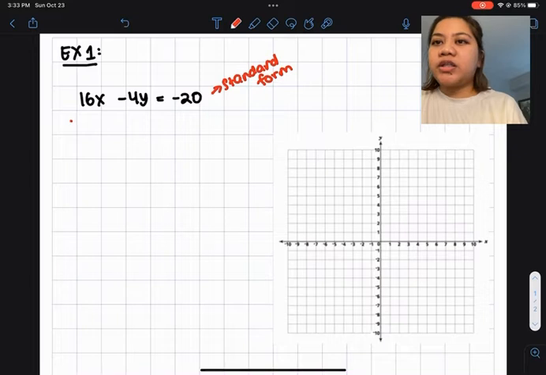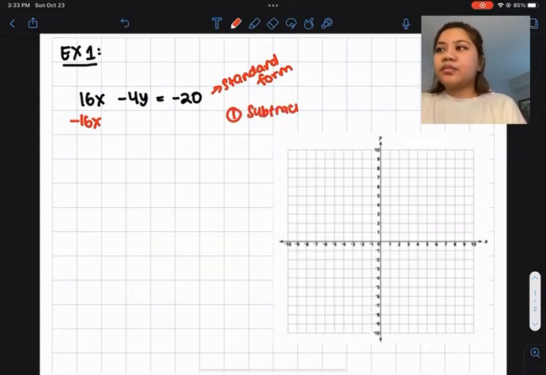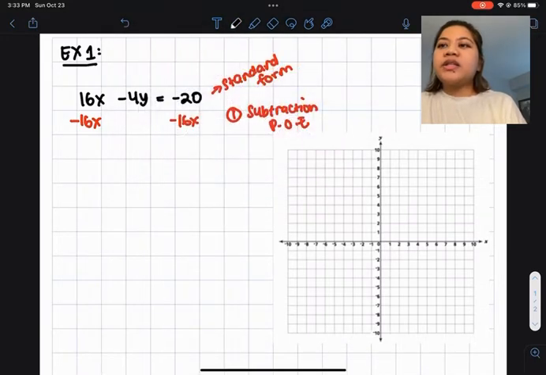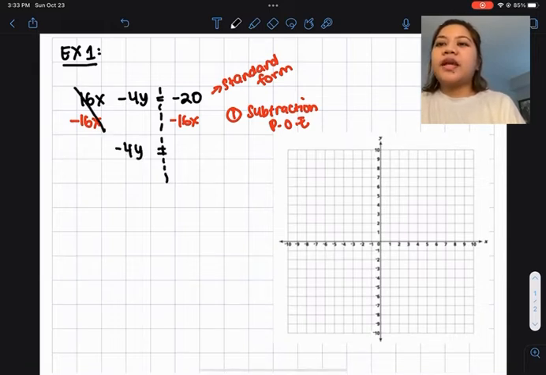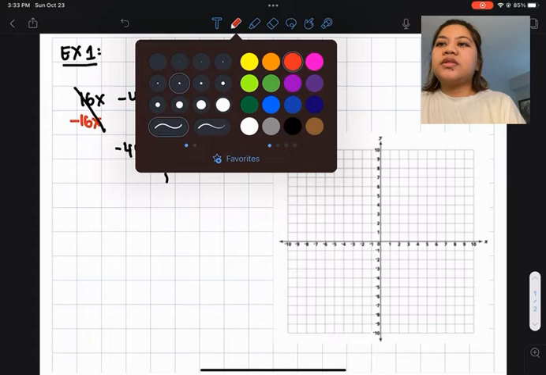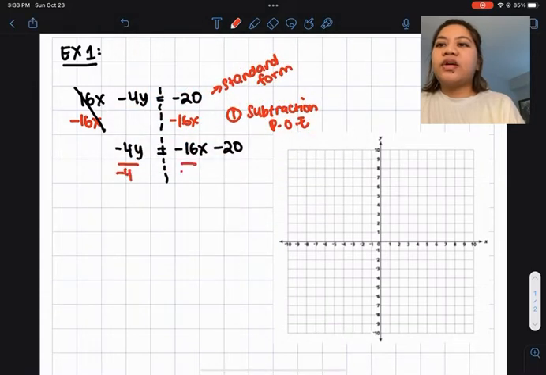Right now the y is not by itself. So I'm going to subtract 16x using the subtraction property of equality. And when I subtract 16x, I have to do it on both sides to balance out the equation, right? And we're left with negative 4y equals negative 16x minus 20. So now I'm going to divide by negative 4 on each term. So I'm left with y equals positive 4x plus 5, because negative divided by negative is positive.